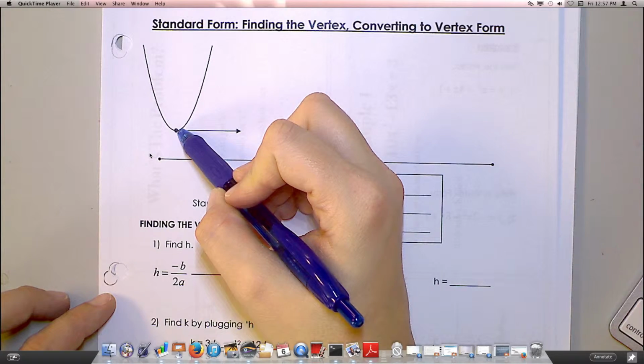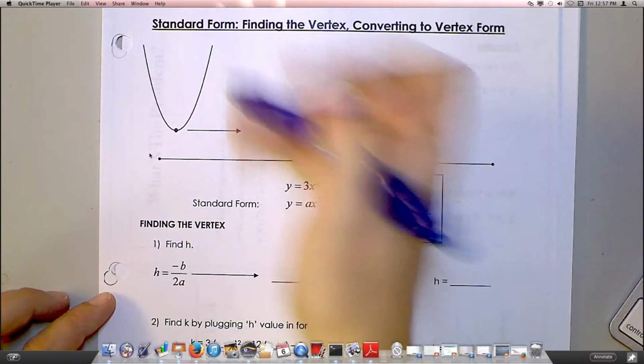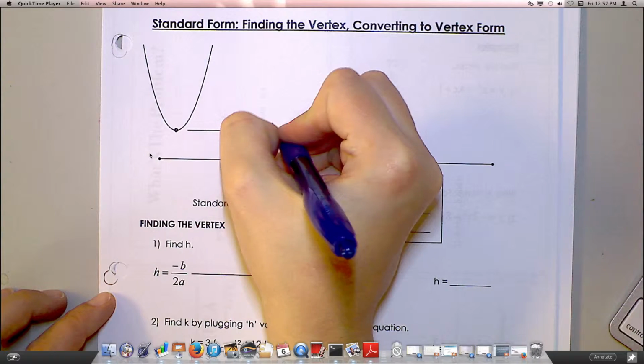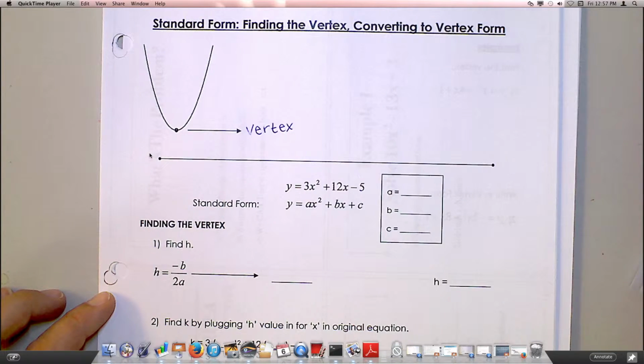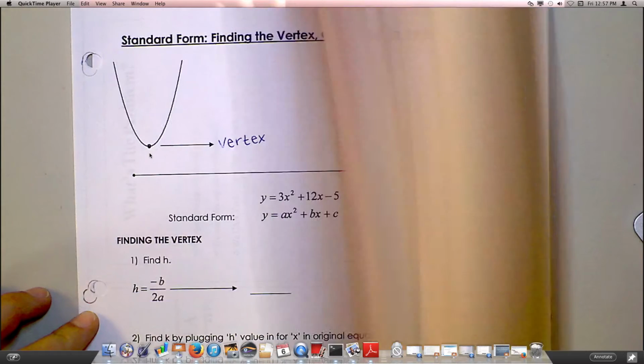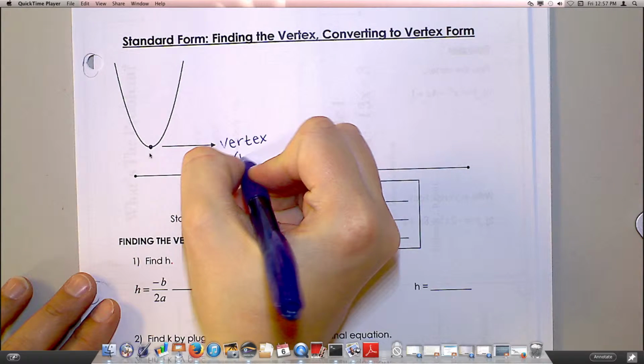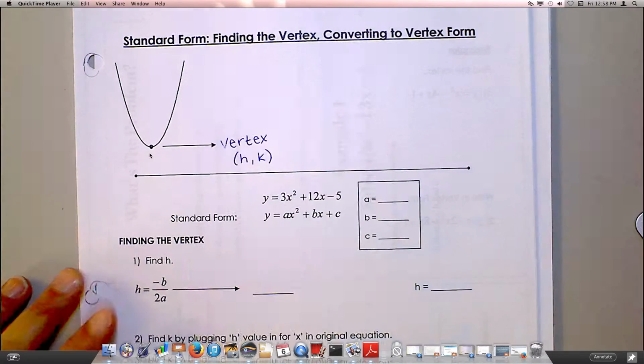What's this point called? The vertex. That's the vertex. And what letters do we use to represent the vertex? H and K. Okay, so the vertex is at H and K.